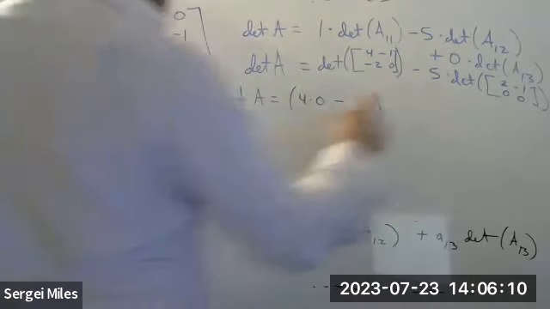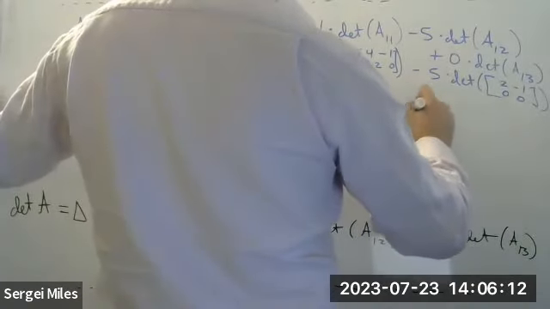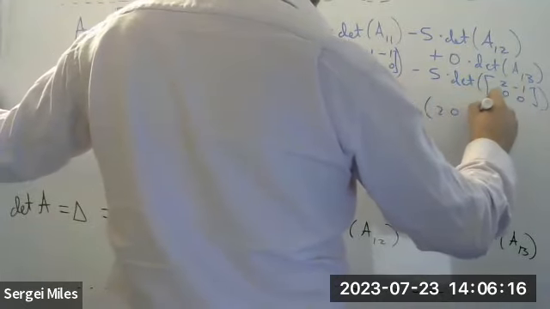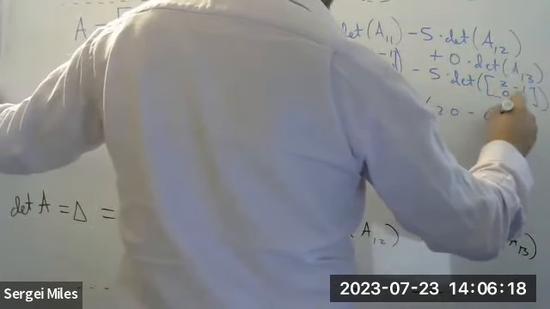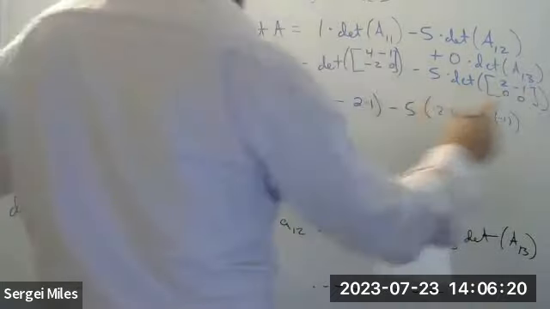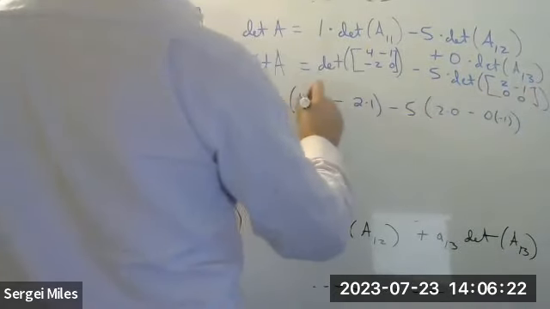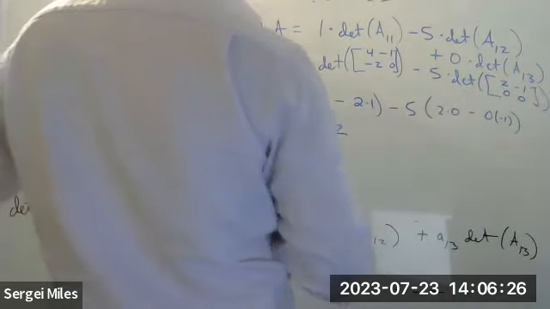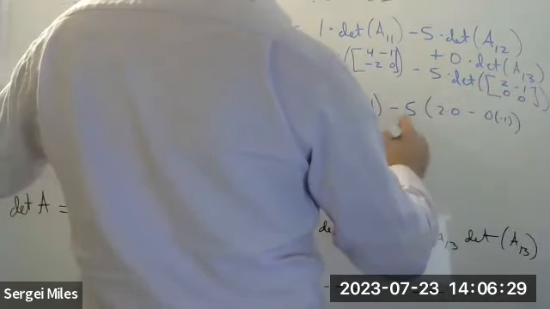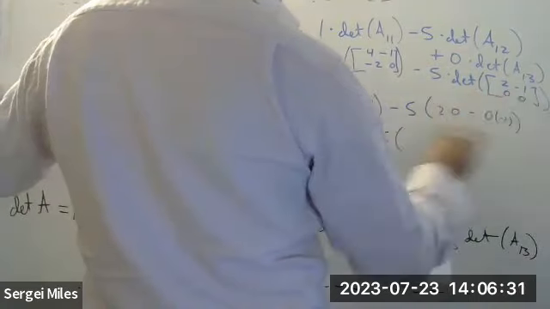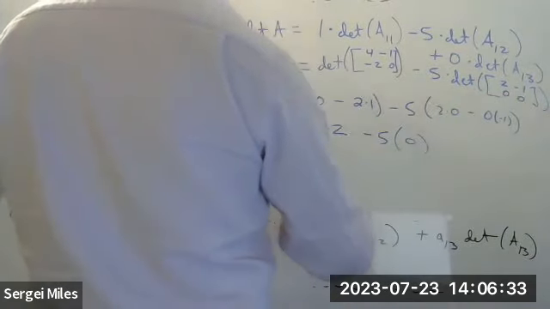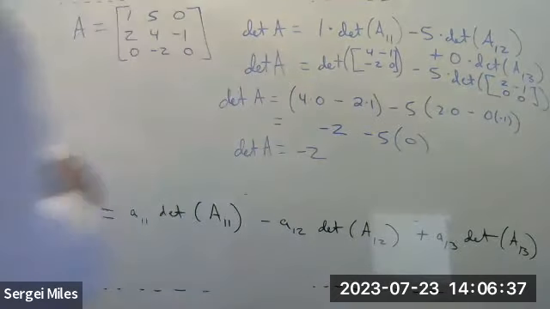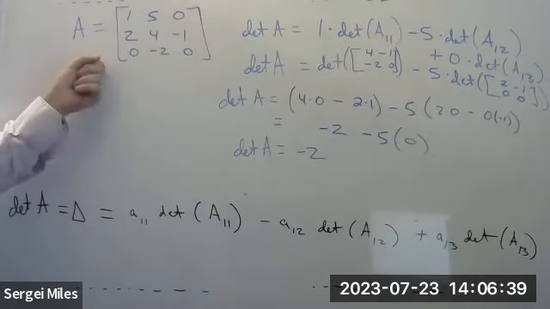Minus 5 times 2 times 0 minus 0 times negative 1. So we're going to have 0 minus 2 is negative 2, minus 5 times, well, this is 0 minus 0. So we're left with a final answer of negative 2.